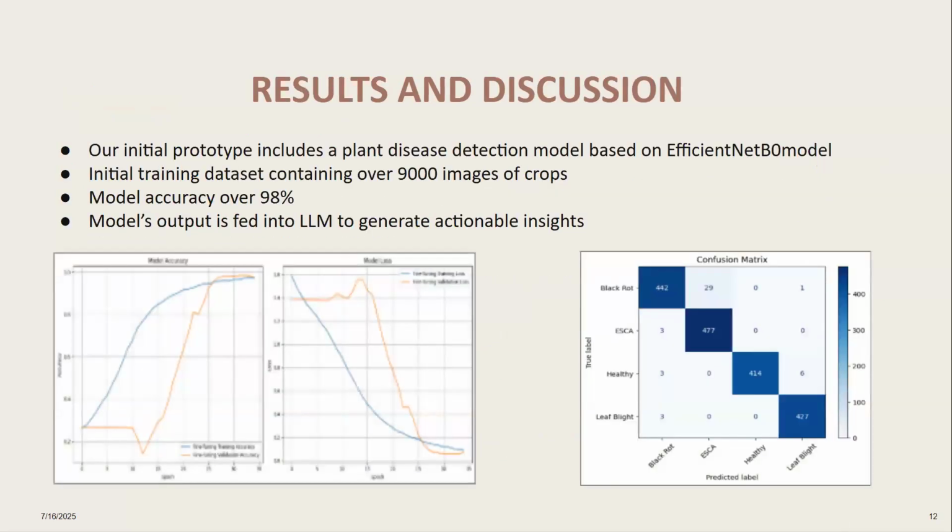Okay, so let's move on to the results. We trained our EfficientNet B0 model on over 9,000 images. We got an accuracy of over 98%, but I would like to preface this by saying that the majority of these images are from a lab-tested environment rather than real-world images. We have additionally added around 300 real-world images for transfer learning to get more actionable results. But further, we are limited by the dataset that we have.